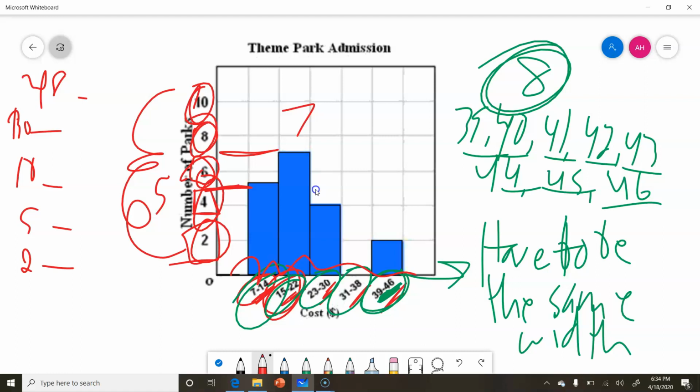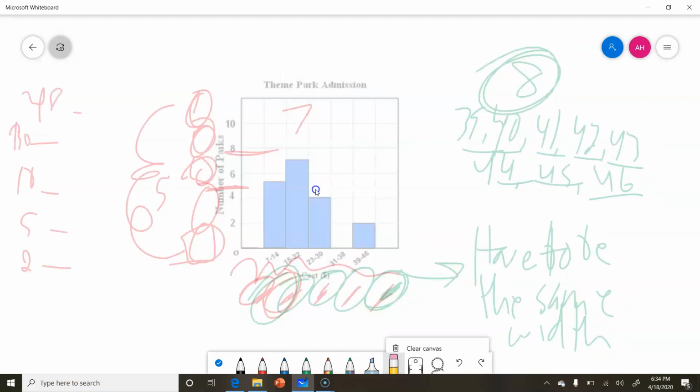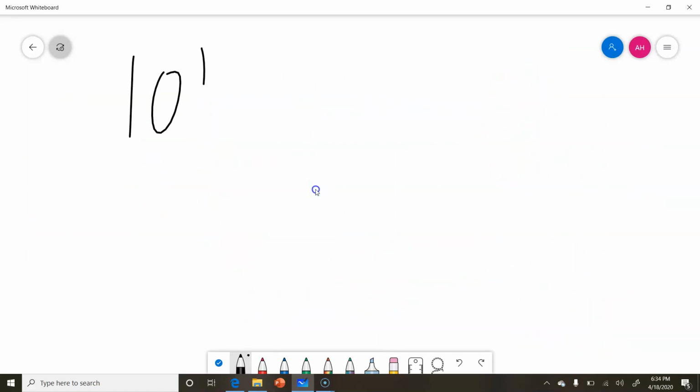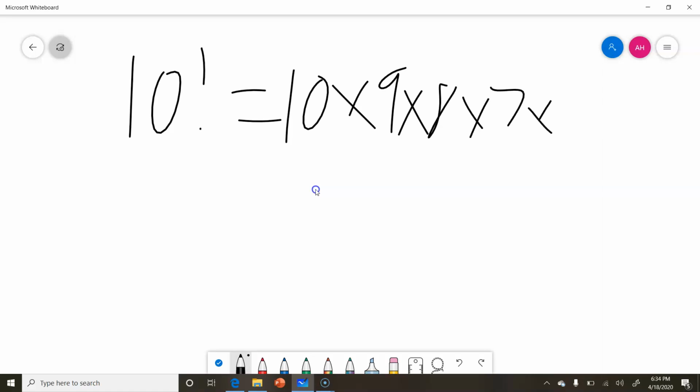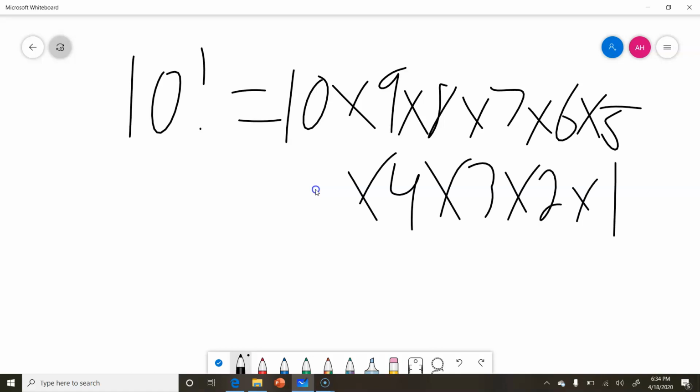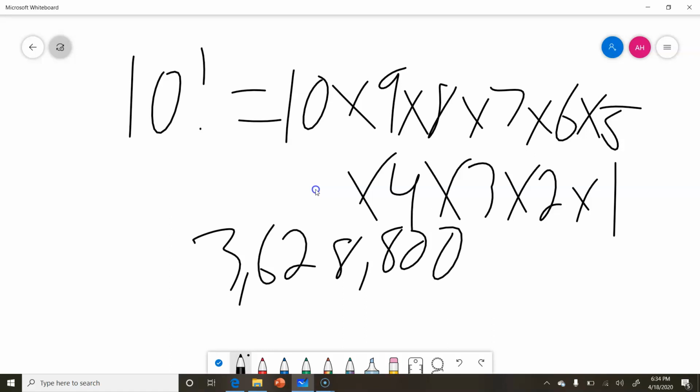And now, last thing I'm going to cover, and then I'll give you the homework, is factorials, which I think you remember, right? If we have 10 factorial, that equals 10 times 9 times 8 times 7 times 6 times 5 times 4 times 3 times 2 times 1. If you punch that in the calculator, you get this enormous number, 3,628,800. Okay, that's how we do factorial.